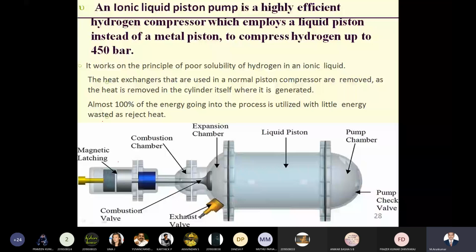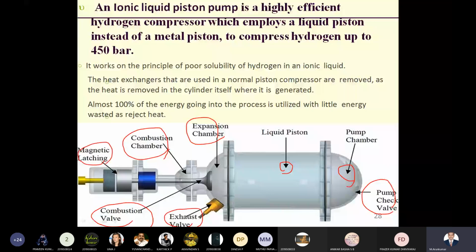You can imagine from this diagram. So this is actually your liquid piston. We have a pump chamber, then a pump check valve, then an expansion chamber, then an inlet, an exhaust, a combustion chamber, a combustion valve, then a magnetic latching. We need not go into detail with this type of compressor and its principles. Just have a look at the types of compressors alone. Liquid piston pumps are also available to get compressed air.